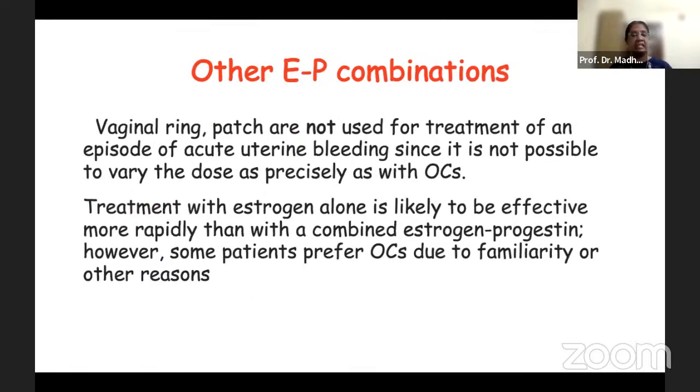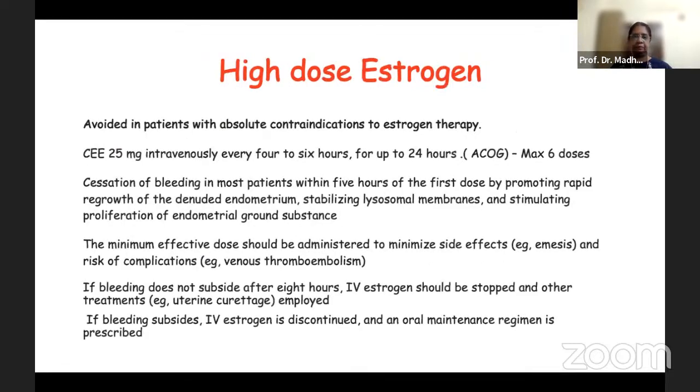Now, there are other estrogen progesterone combinations like the vaginal ring or the patch, but they are not used for treatment of AUB since it's not possible to vary the dose as precisely as with oral pills. And also, as I said, many people prefer OCs due to familiarity or other reasons.